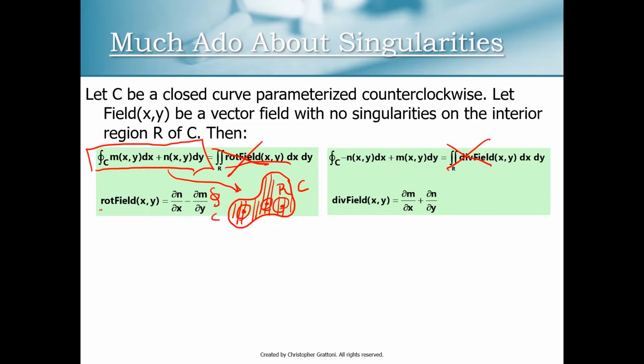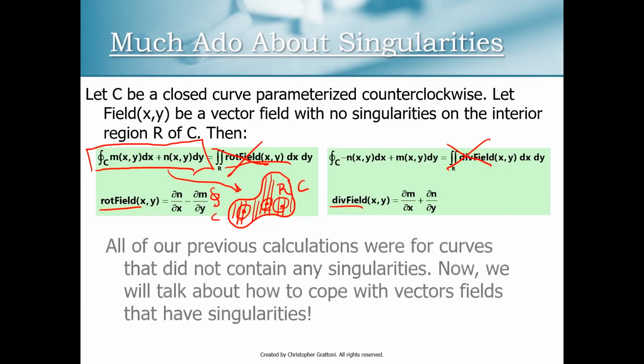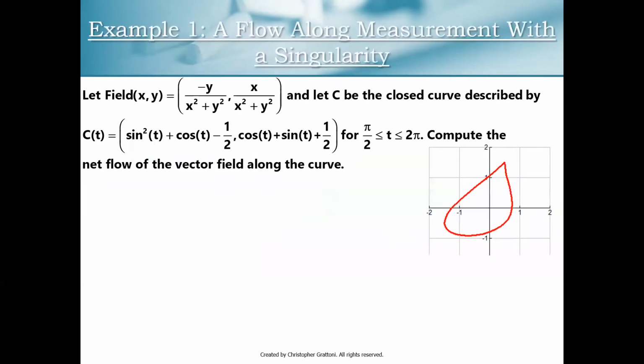Now, that doesn't make rotation and divergence useless though when we're dealing with singularities. It turns out there's a lot of interesting information we can glean about a vector field based on the value of divergence or rotation. So we're still going to keep those in mind. We just can't use a double integral to perform our calculations when we have a singularity encapsulated by our closed curve. So that's what we're going to talk about in this video.